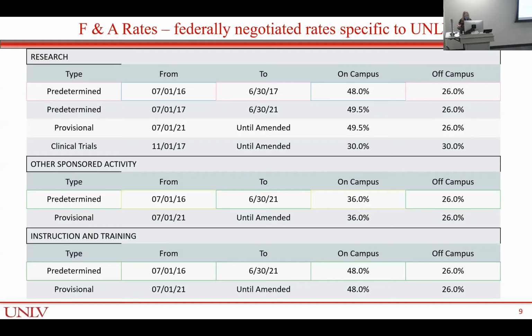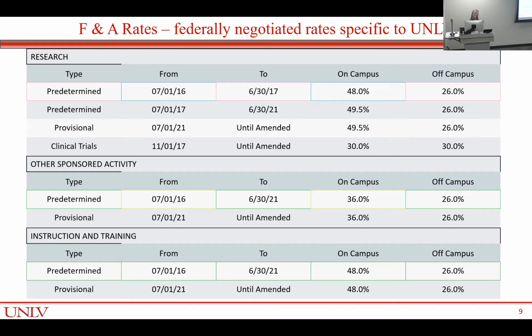Then other sponsored activity, if it was a public health program, it's not research, but it's just giving out something or a survey or training or something like that. Off campus is 26, on campus 36. The 26% is the A part of the FNA, and that's the administrative part.